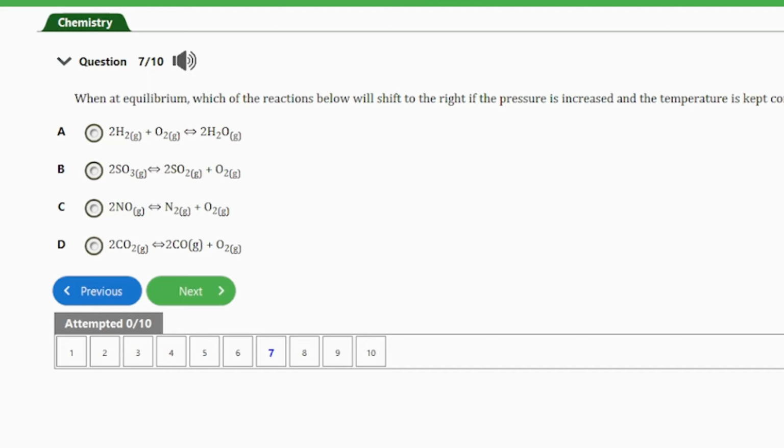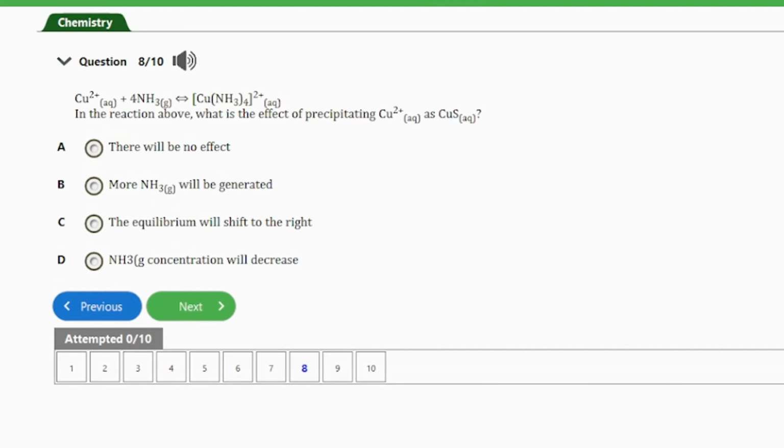So guys, this is the reaction that will shift to the right because the side with the lower molecules, which is the water, will be favored. So that's it about that question. Let's consider the next question. And that's question number 8.